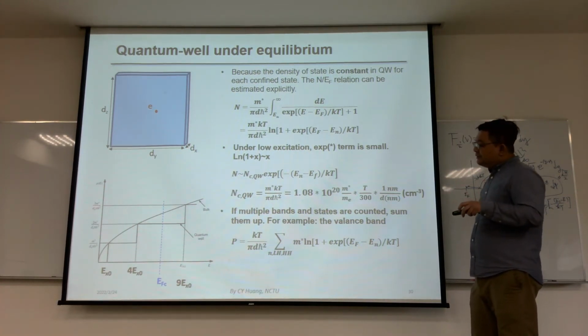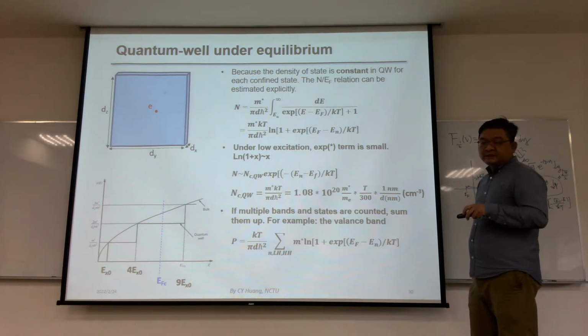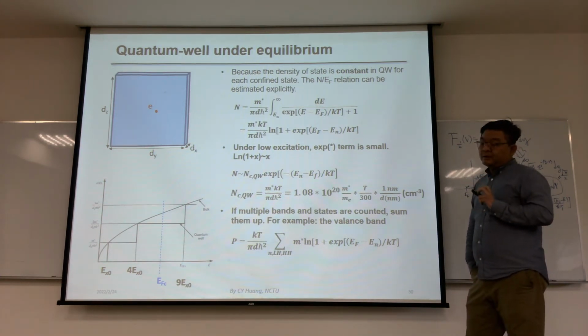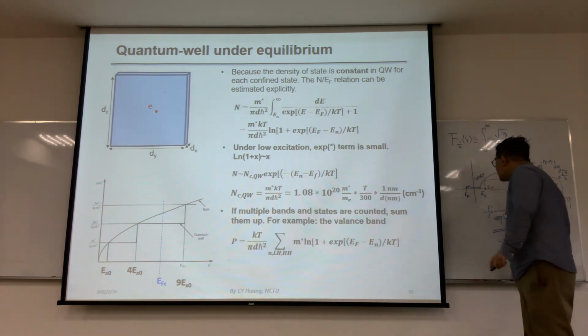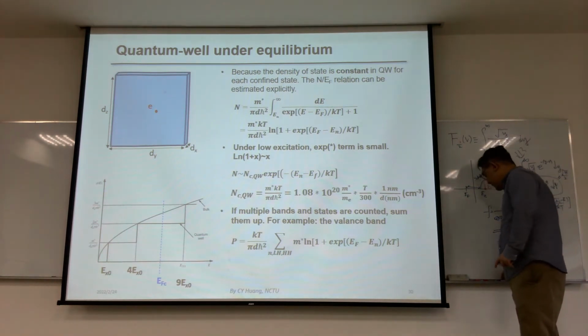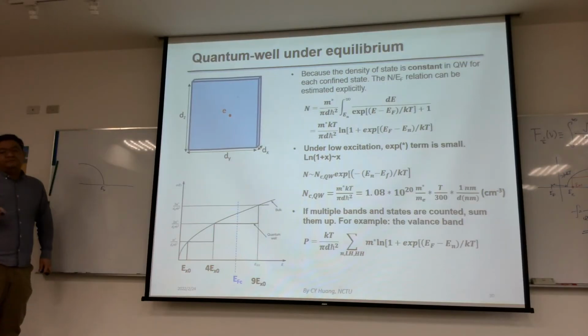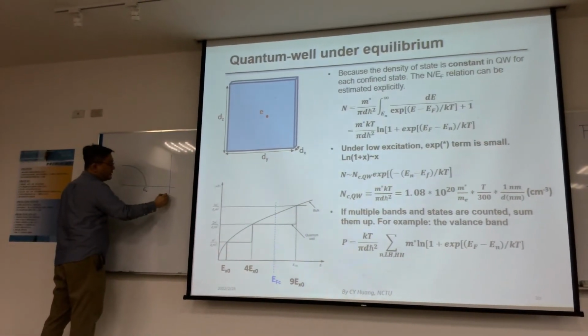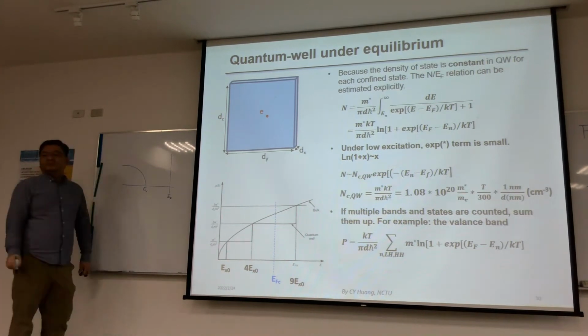And for the fourth case, we have only one Fermi level, but we have two bands. So okay, I will show you on the other side. And this is the EF, higher than that.